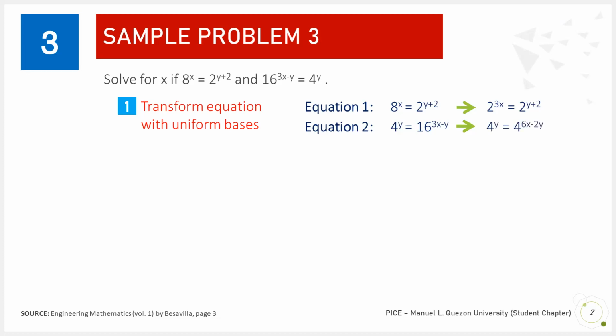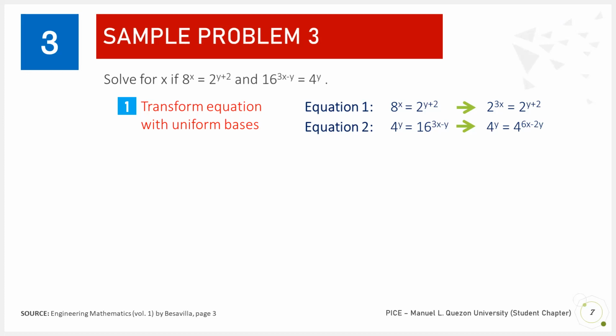And then for equation 2, again, mas mababa yung base na 4. So we simply transform the right side. And we have to take note that 16 is actually 4 raised to 2. 4 raised to 2 is 4 times 4, and 4 times 4 is equal to 16. So, ang mangyayari is meron tayong 4 raised to 2, and yung 2 doon sa 4 raised to 2, i-distribute natin siya doon sa 3x minus y. So, meron tayong 4 raised to the quantity 6x minus 2y.